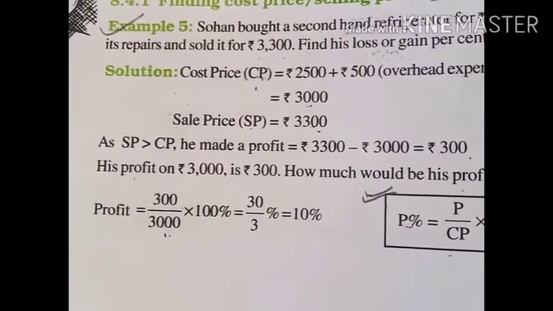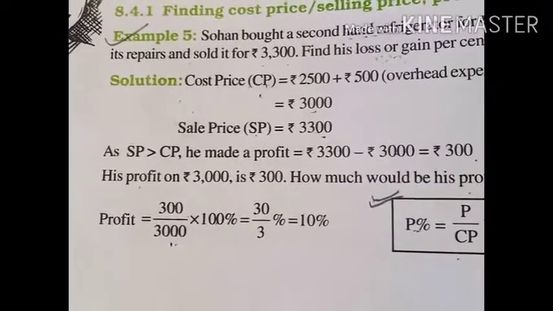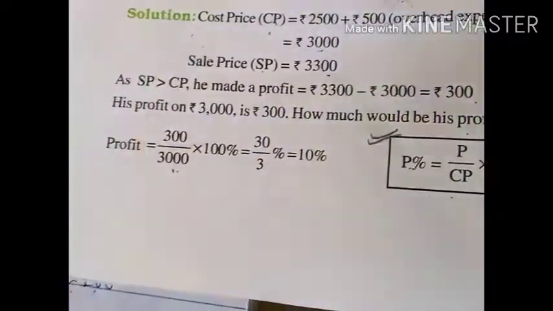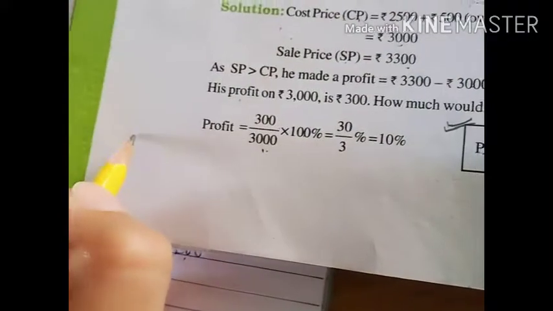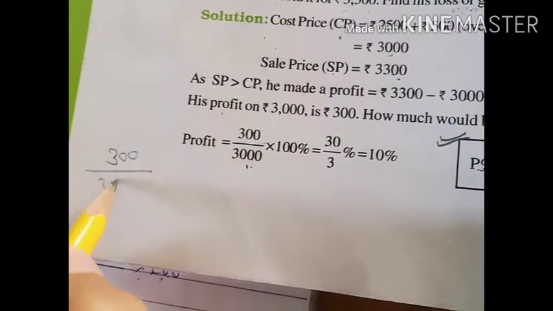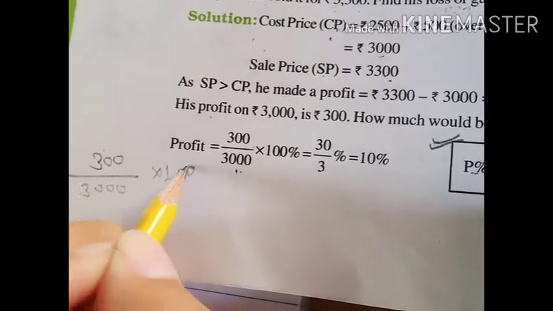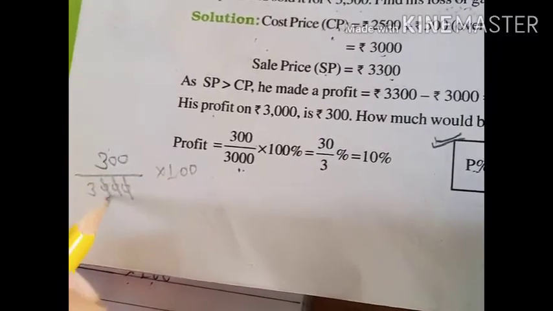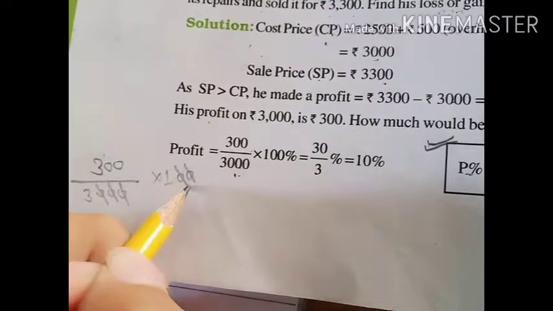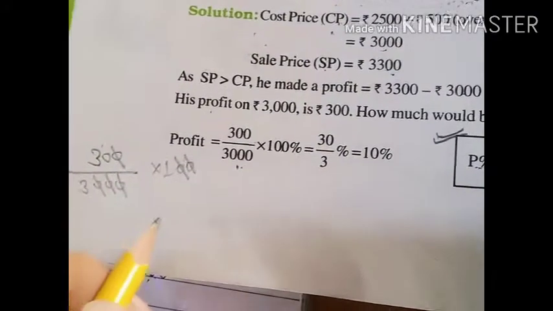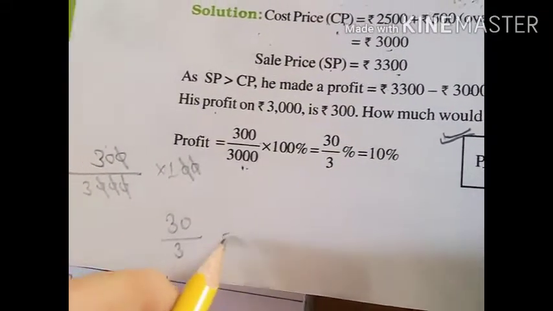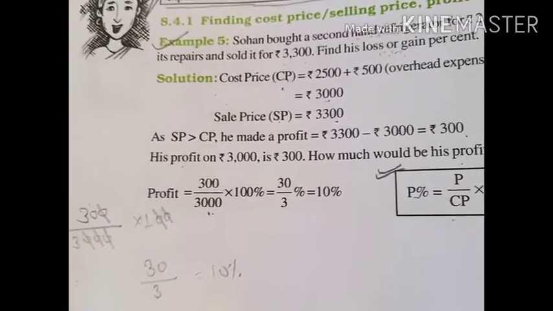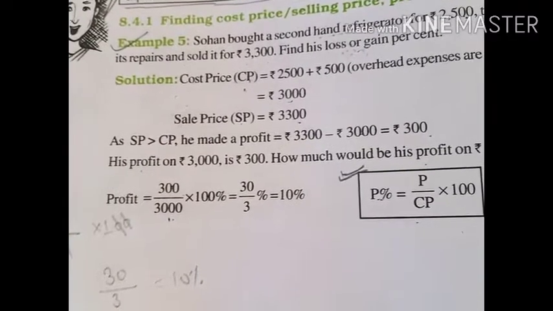Now you have to simplify this one. After that we get 30 by 3 is equal to 10%. How to simplify? Just see here, 300 upon 3000 into 100. Now all the zeros will be cut. 1 2 3 here, 1 2 3. So the numbers left are 30 upon 3, which is equal to 10%. So this is the percent of profit that Sohan got.